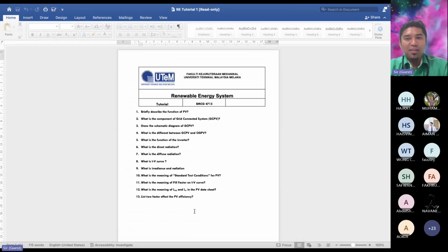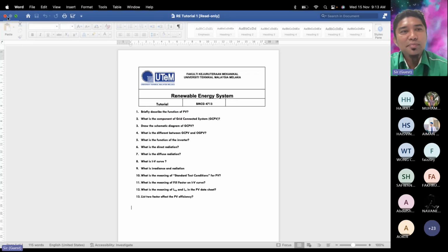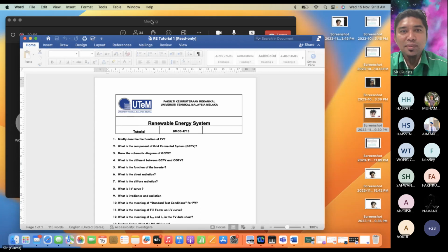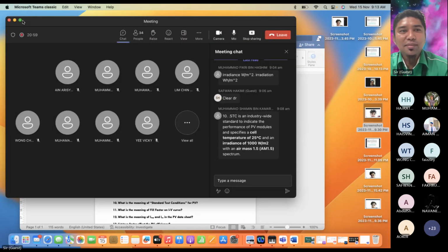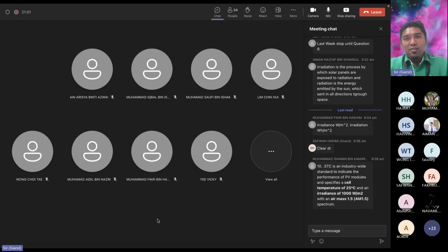Number 11, what is the meaning? Okay, so what is the meaning of fill factor on IV curve? Alright, anyone want to try? Question number 11. What is the meaning of fill factor on IV curve? Anyone want to try?